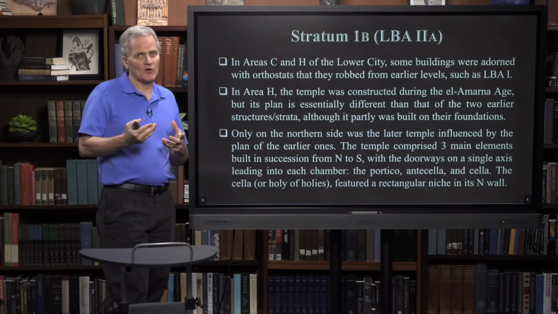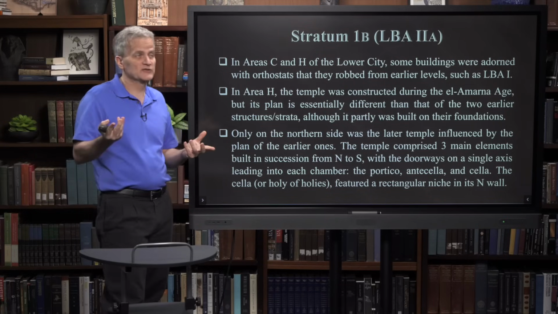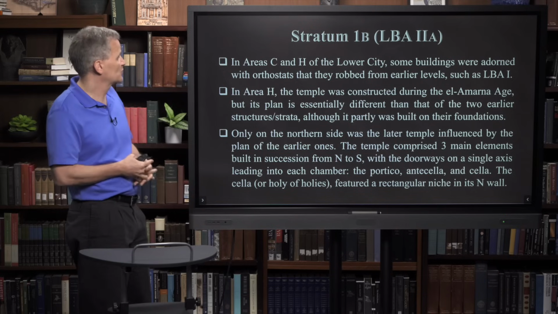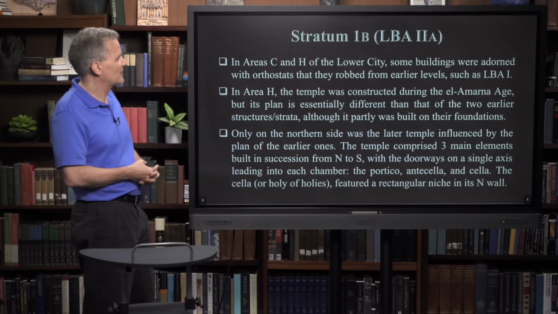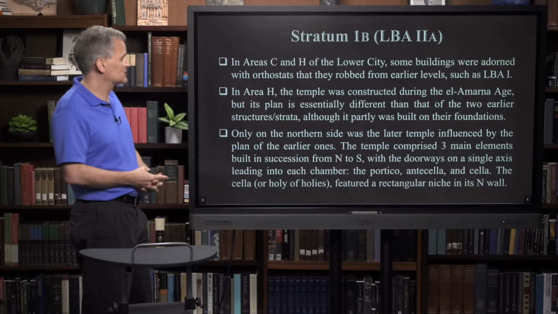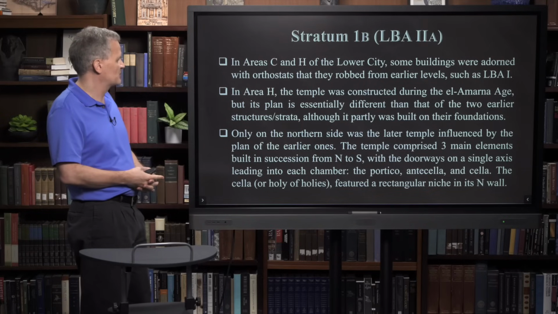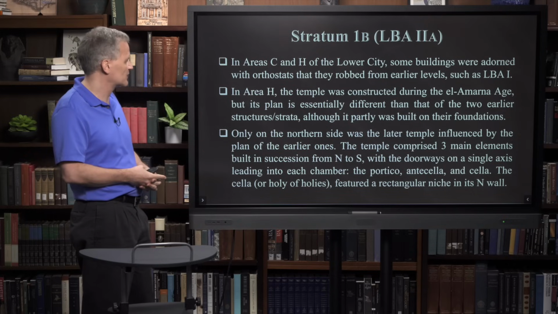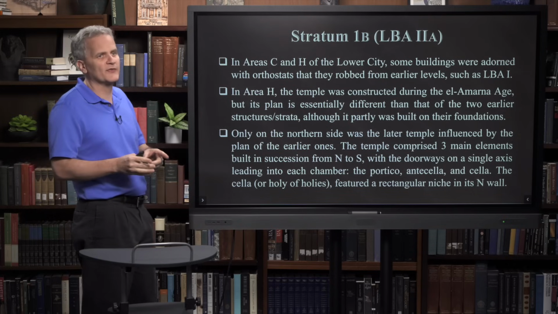There are more things that we know about Late Bronze Age 2A. For example, in areas C and H of the lower city, some buildings were adorned with orthostats that they robbed from earlier levels, such as Late Bronze Age 1, and of course that's the time of Joshua's destruction. In Area H, the temple was constructed during the El Amarna age, but its plan is essentially different than that of the two earlier structures, or strata, although it partly was built on their foundations.